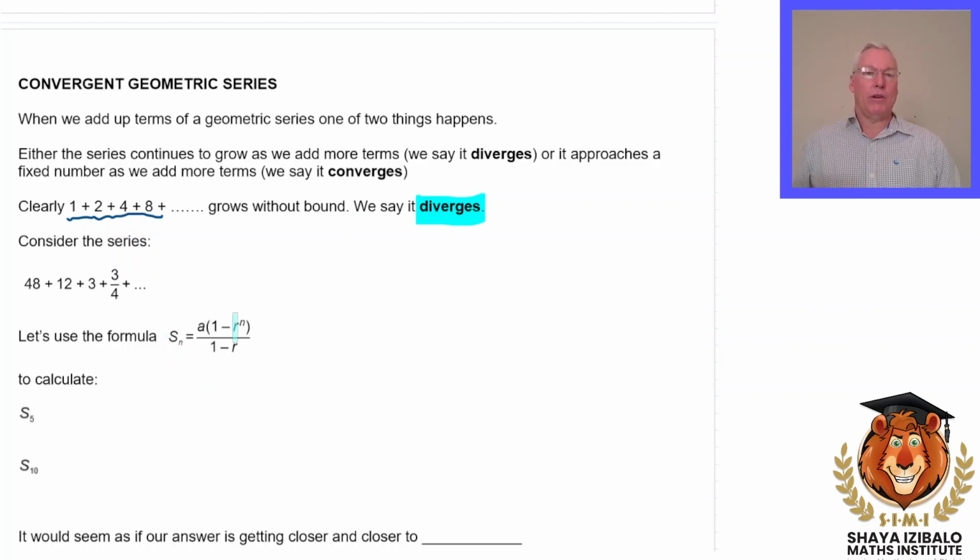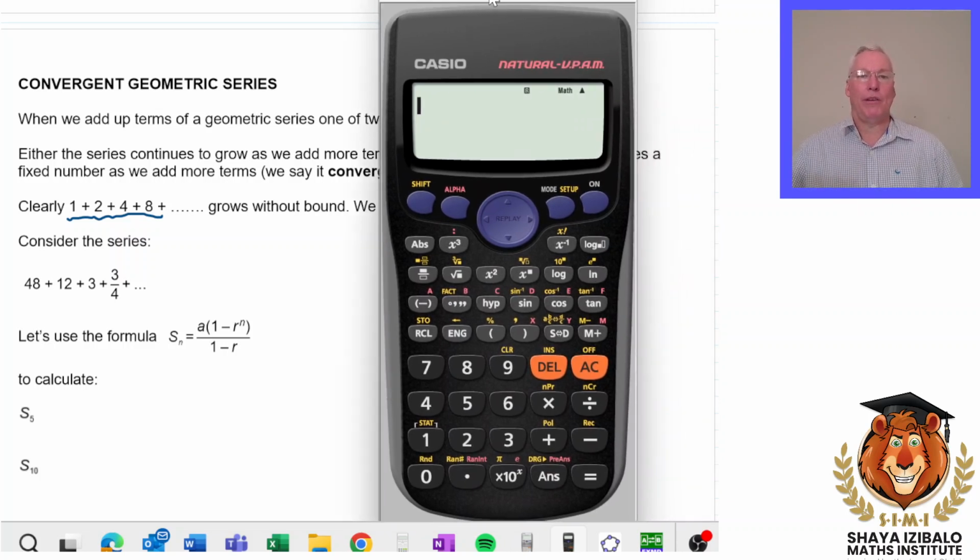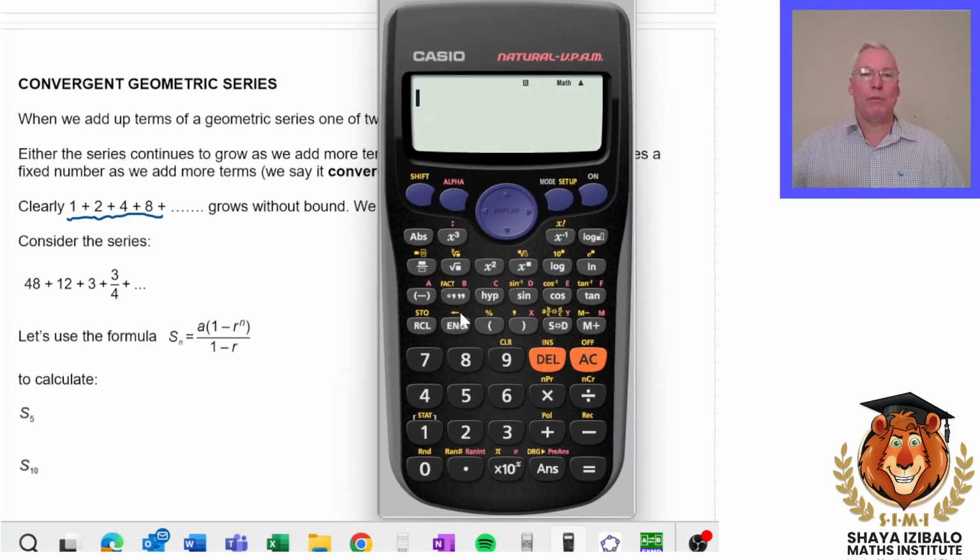We could use our formula here, and we're going to bring up our calculator and first work out what happens if we added up 5 terms of this. We put in A, which is 48, times, in the brackets, 1 minus R. Remember here, R is a quarter. It's 12 divided by 48, which is 0.25, and we raise that to the power of 5. Then on the bottom, we have 1 minus R, so 1 minus 0.25.